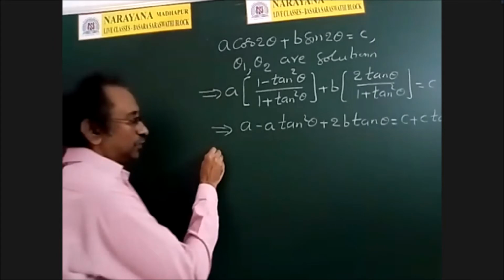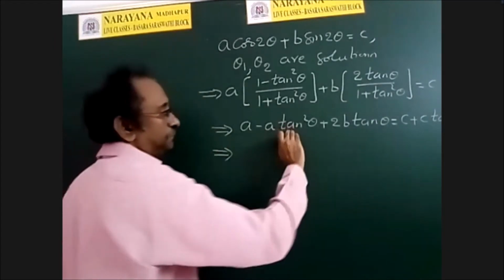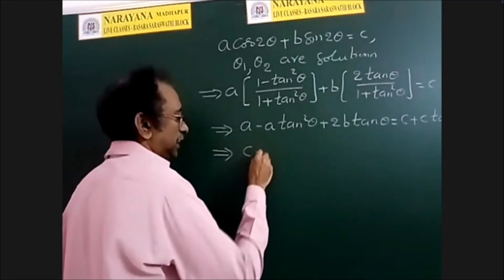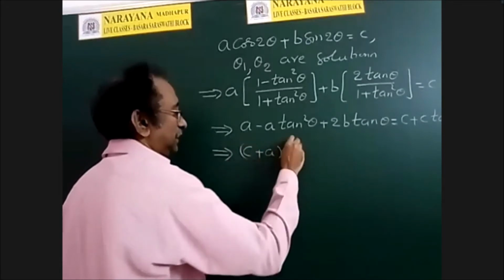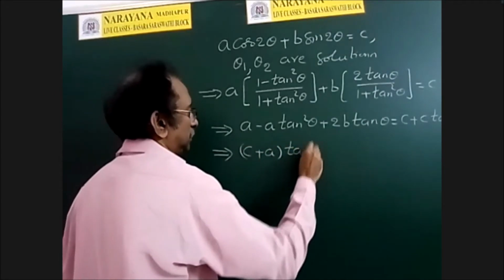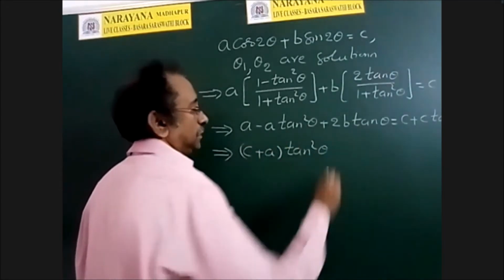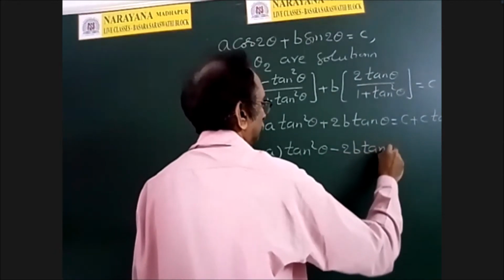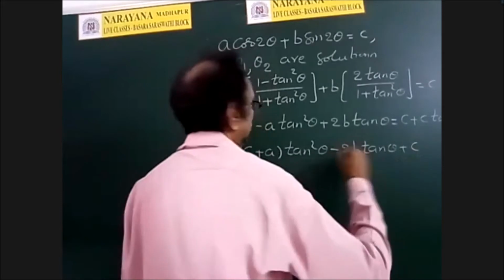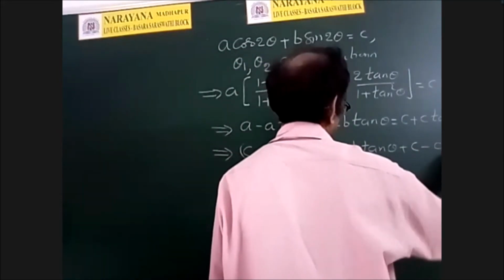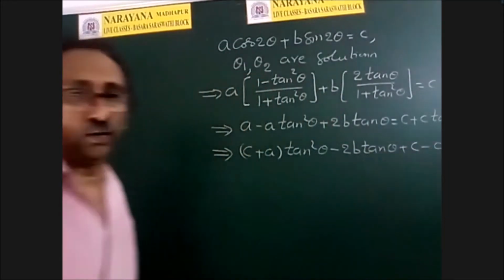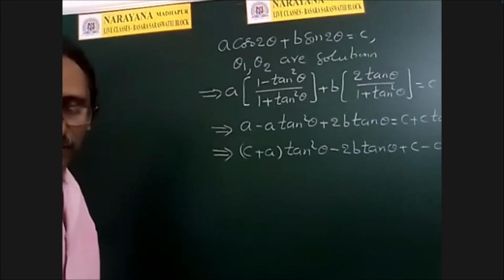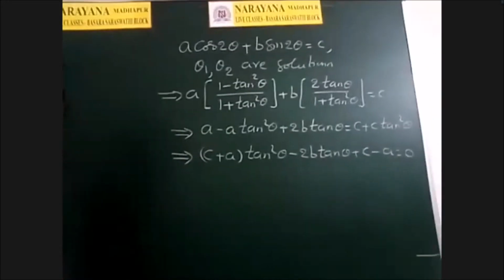So we are getting a quadratic equation in tan theta. So if you take that to the right hand side, that is c plus a into tan square theta minus 2b tan theta plus c minus a is equal to 0. Now here it is a quadratic equation.